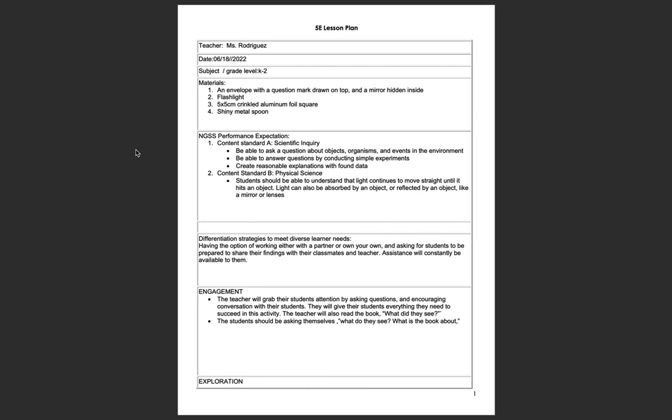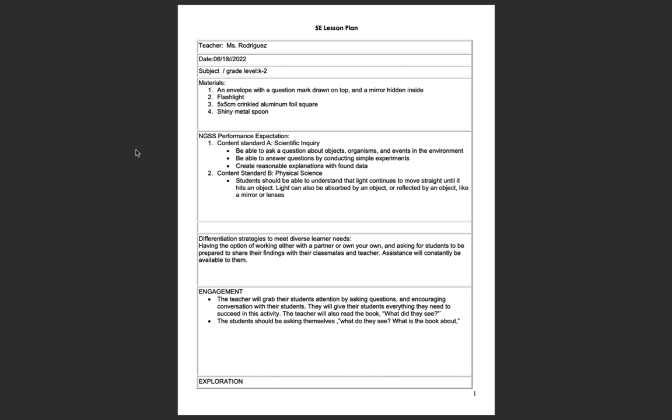So the 5E lesson plan that I chose was Mirror Mirror, and that one is from grades K through the second grade. And the materials that you would need for this one is an envelope with a question mark drawn on the cover and a mirror hidden inside of said envelope, a flashlight, crinkled aluminum foil squares that are measuring around 5 by 5 centimeters, and finally a shiny metal spoon.